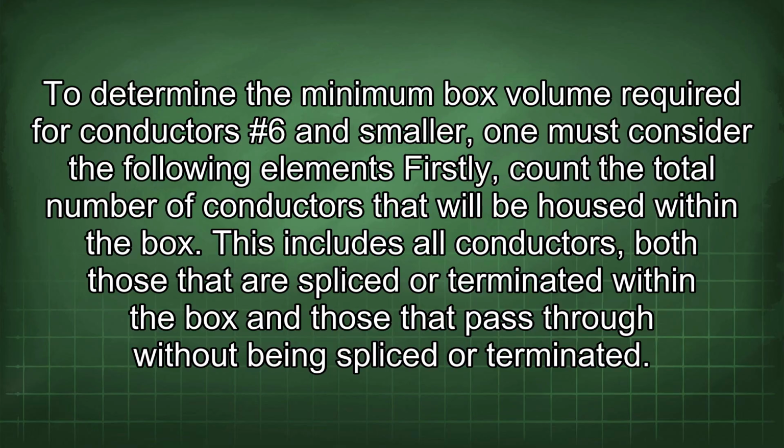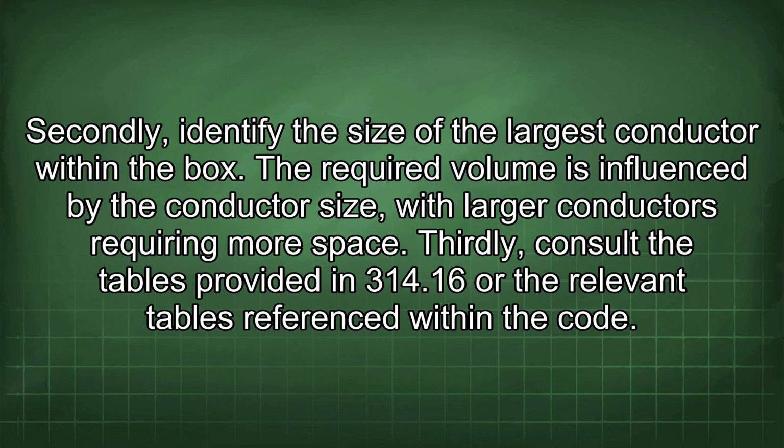elements. Firstly, count the total number of conductors that will be housed within the box. This includes all conductors, both those that are spliced or terminated within the box and those that pass through without being spliced or terminated. Secondly, identify the size of the largest conductor within the box. The required volume is influenced by the conductor size, with larger conductors requiring more space.